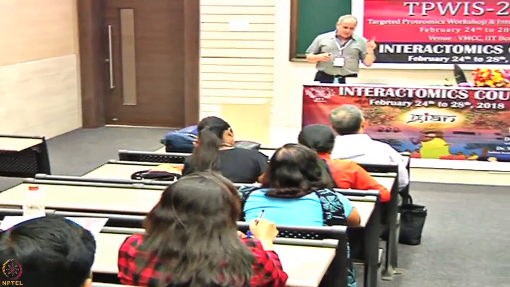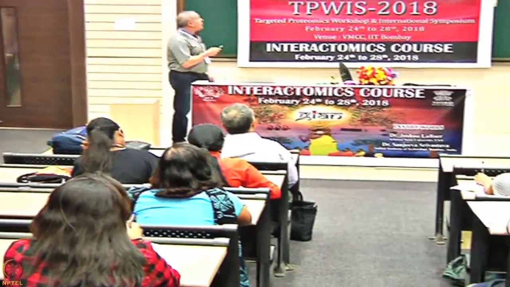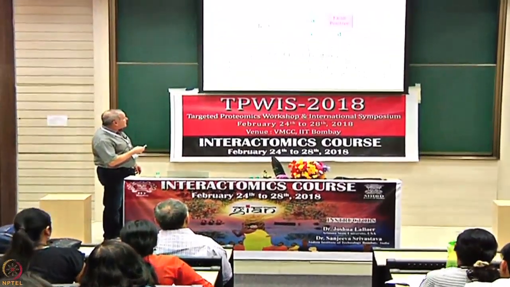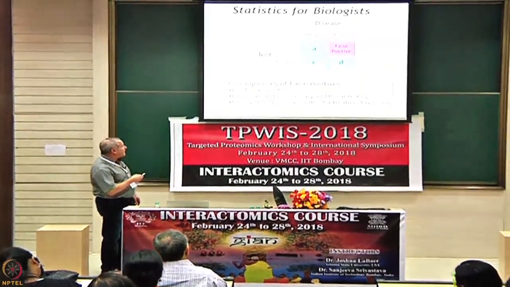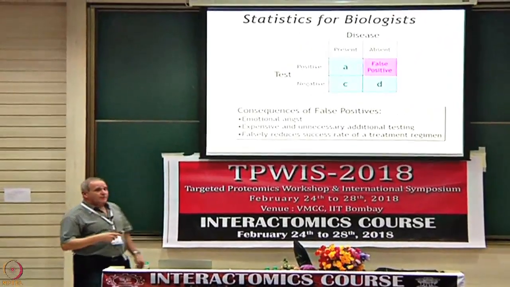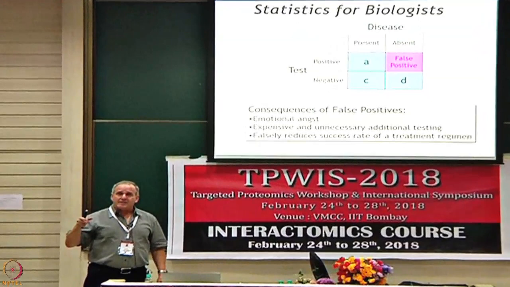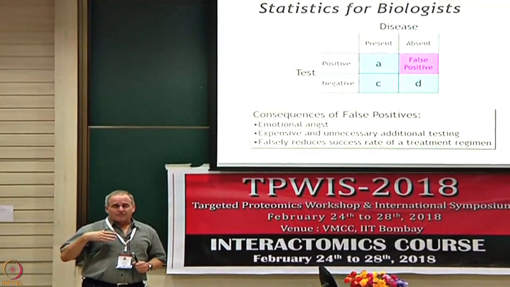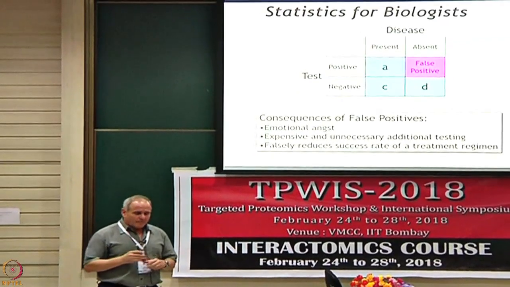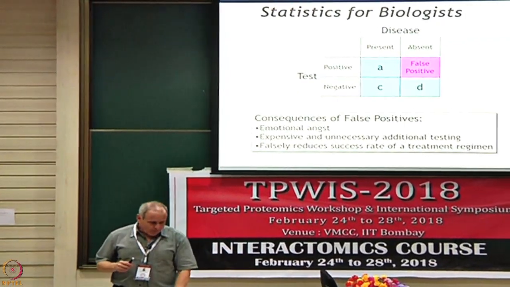So the consequences of false positives are, as you all point out, emotional angst, expensive testing, and it reduces the success of a treatment regimen. This has to do with when you're actually testing your drugs. If the marker said that they had the disease, but they didn't really have the disease, and your drug won't cure those people, and so you'll get inappropriate results.